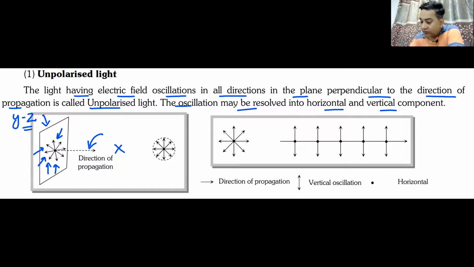Here they have resolved it. As you can see, this is the direction of propagation. This is the vertical oscillation, and they have shown dot. Dot means out, cross means in. So your electric field, one component is like this, in and out, in and out, in and out. The other component is up and down, up and down, up and down, and your light is moving like this. Do we understand this?